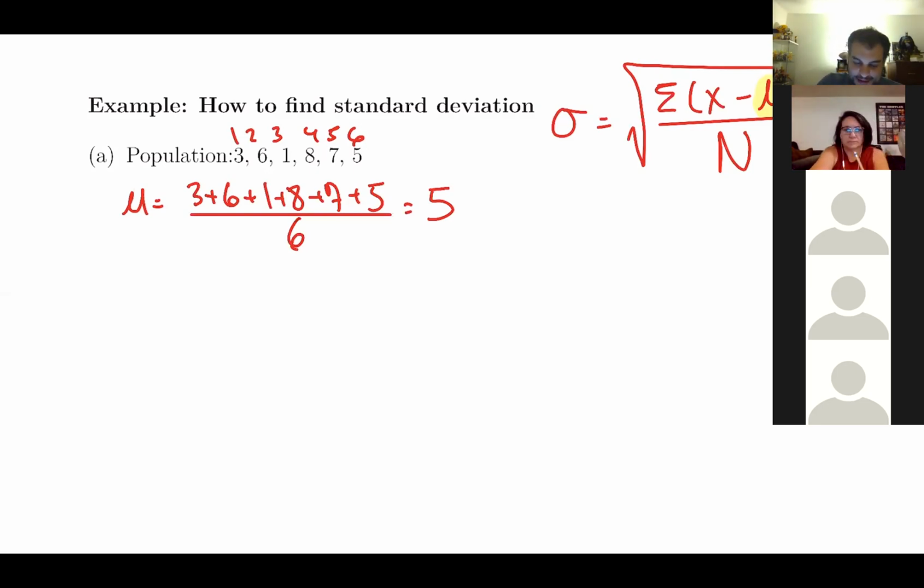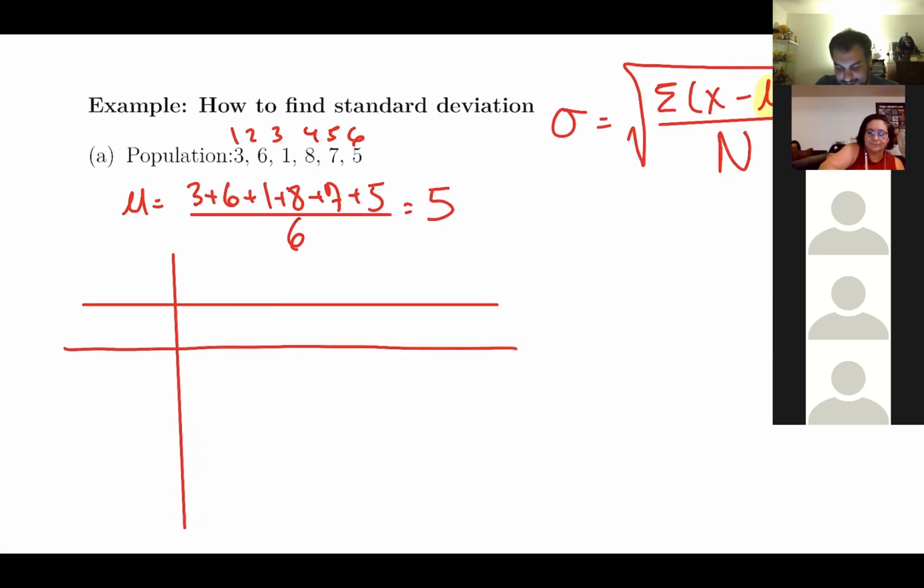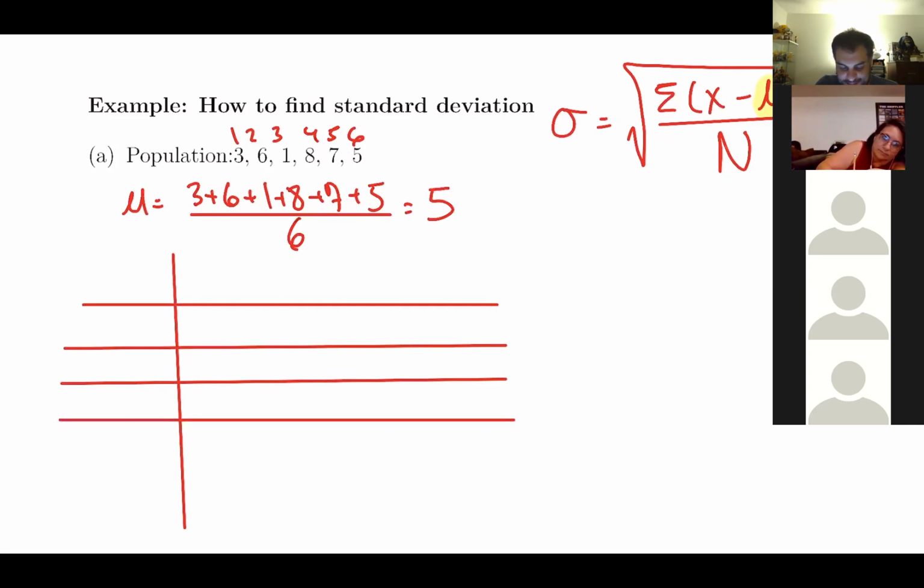All right. So the easy way to do this, and this is the way I'm going to make you do it on the test, is you want to do this chart. You do want to get used to this chart, because on the test, I am going to make you fill out this chart.